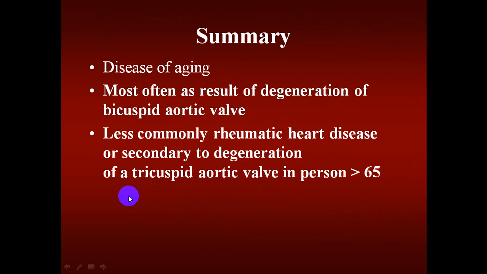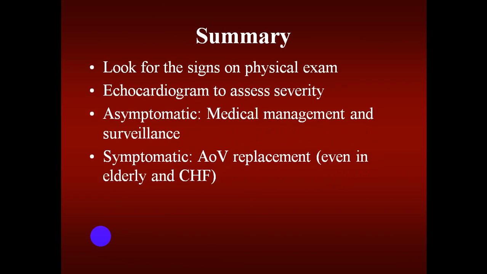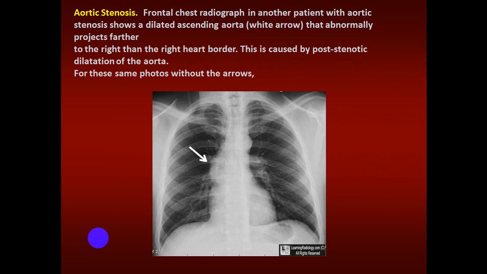In summary, it is a disease of aging, most often a result of degeneration of the bicuspid aortic valve, less commonly rheumatic heart disease, or secondary to degeneration of the tricuspid aortic valve in persons more than 65 years old. Look for the signs on physical examination, and use echocardiogram to assess severity. Asymptomatic: medical management and surveillance. Symptomatic: aortic valve replacement, even in the elderly and in congestive heart failure.